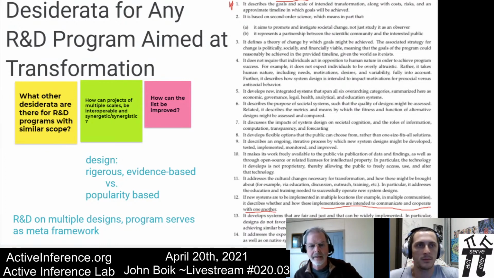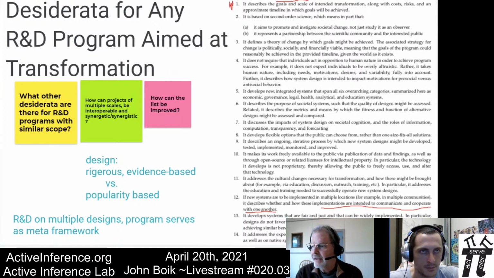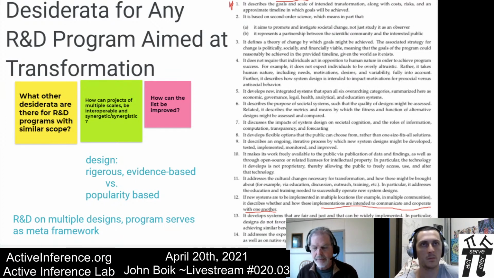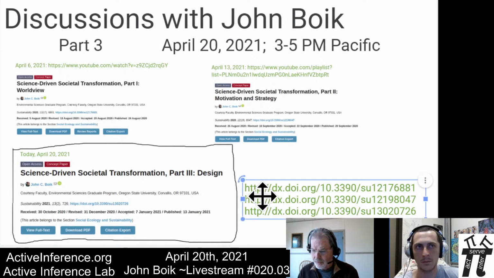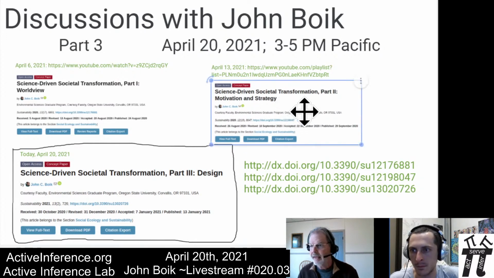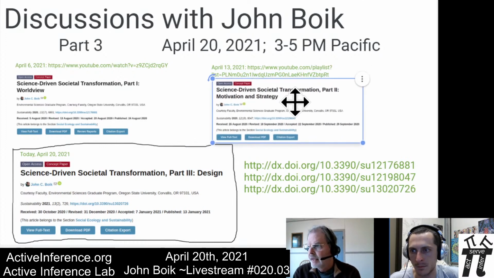Okay. So slide 14 is a list of 14 desiderata that I had proposed in the second paper, part 2. I should probably say what the title of that series is. The title is Science-Driven Societal Transformation, parts 1, 2, and 3. So we were talking about part 2 last time, which was on motivation and strategy, and we're going to continue with that now.